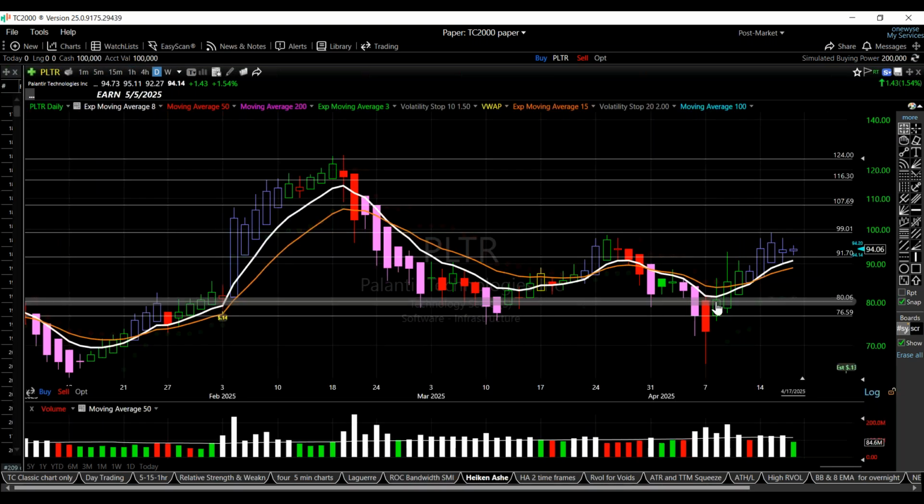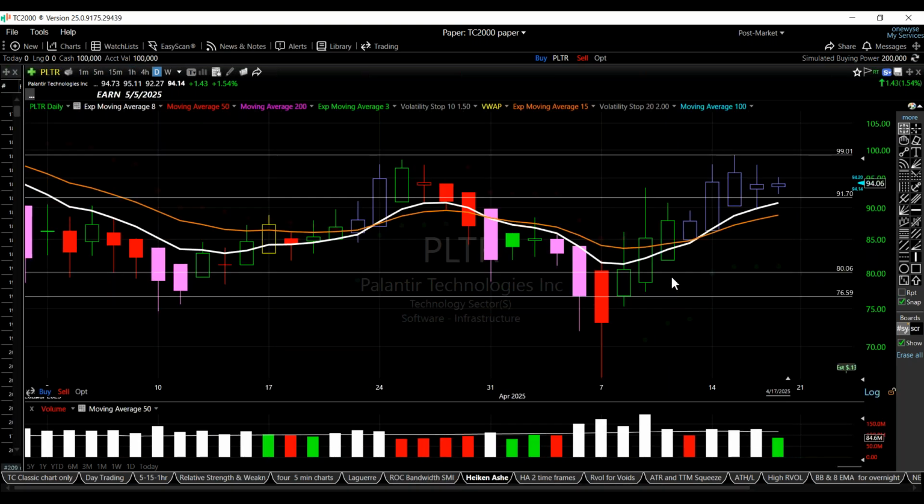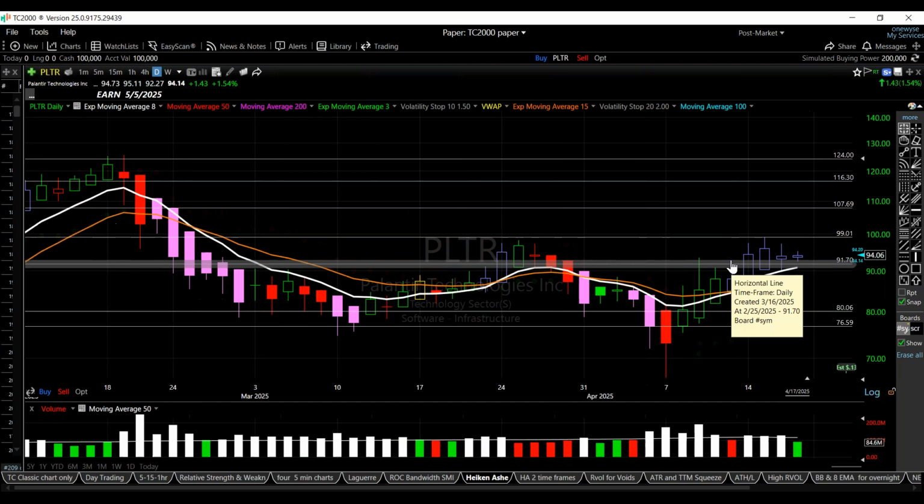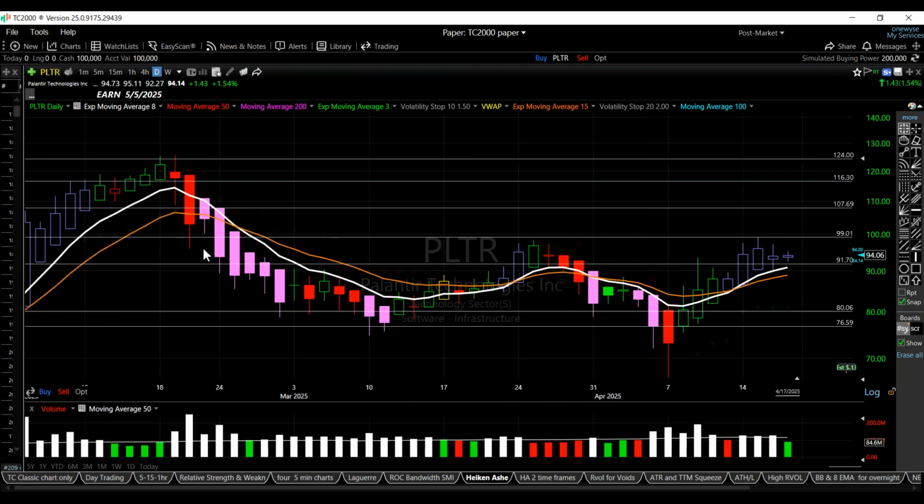And if I switch over to Heiken Ashi, we did get a Heiken Ashi reversal here, and we got a little bit of a move to the upside. So if you were trading off of that, you could have done it, but the daily chart to me just isn't good enough to do that. This was a good Heiken Ashi reversal to the downside right here. So that's Palantir.